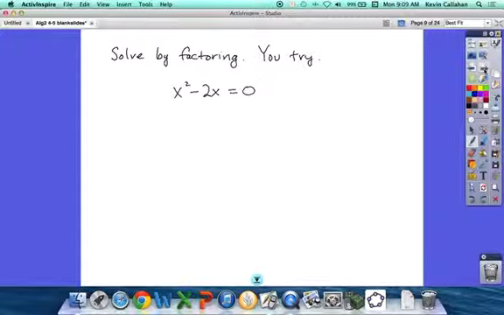X equals 2 is 1, and x equals 0 is the other. Yep. Right, right. Did you get 100?